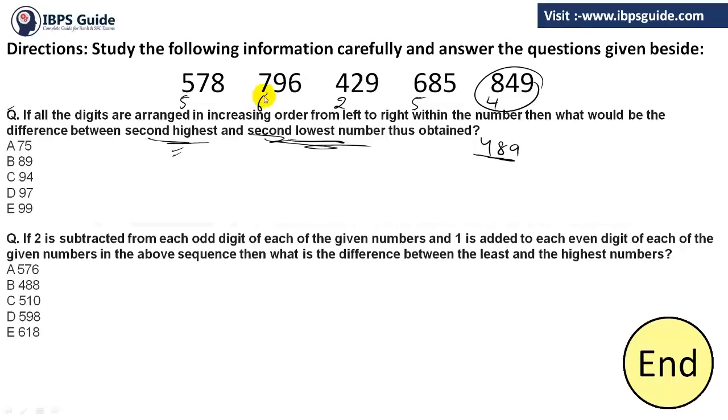So for the second highest, this will be the highest, and the second highest will be obtained from these 5s. In this we have 5, 7, 8, and in this we have 5, 6, and 8. So what will be the second highest? The second highest will be 5, 6, 8. Clear? Now we have to find the difference between 5, 6, 8 and 4, 8, 9. So what will be the difference? 18 minus 9, that is 9. 15 minus 8, that is 7. That is 79.